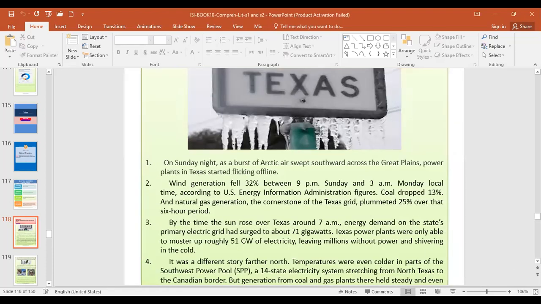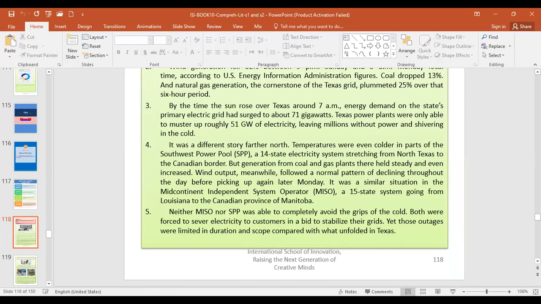It was a different story from the north. Temperatures were even colder in parts of the Southwest Power Pool, SPP, a 14-state electricity system stretching from North Texas to the Canadian border. But generation from coal and gas plants there held steady and even increased. Wind output, meanwhile, followed the normal pattern of declining throughout the day before picking up again later Monday. It was a similar situation in the Mid-Continent Independent System Operator, MISO, a 15-state system going from Louisiana to the Canadian province of Manitoba.